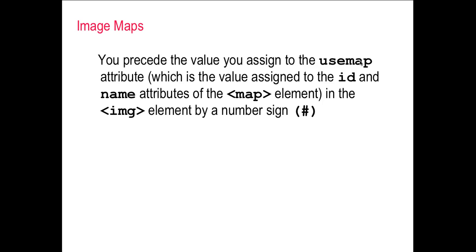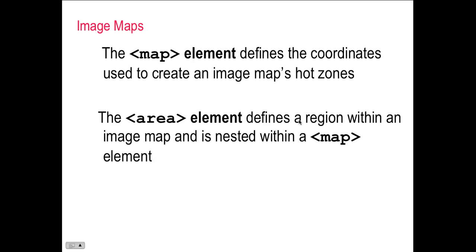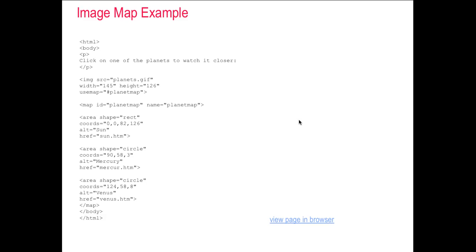So in terms of the image maps, you precede the value you assign to the use map attribute, which is the value assigned to the ID and the name attribute of the map element in the image element, by a number sign. So we have this hash sign here that's used to map the ID. The map element defines the coordinates used to create the image map's hot zones, and then the area element defines the region within the image map itself, the map element.